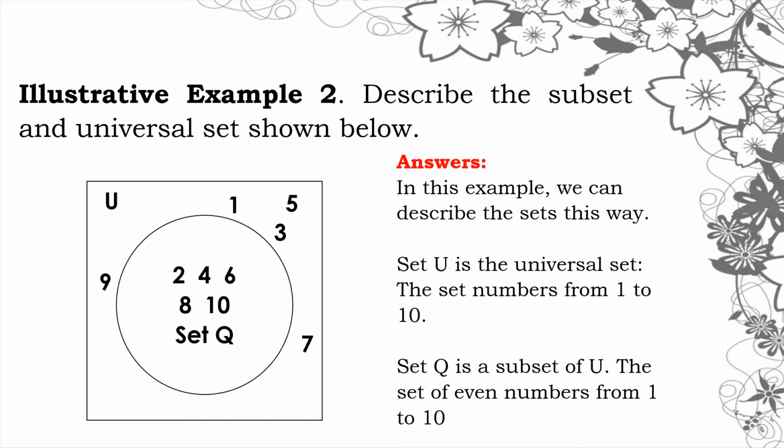And our set Q is a subset of U, or subset of the universal set. It is the set of even numbers from 1 to 10. So we have the subset of U, which is set Q, the even numbers from 1 to 10.